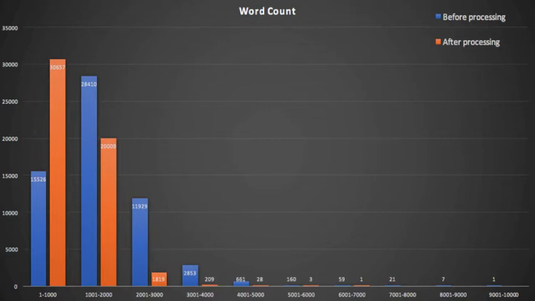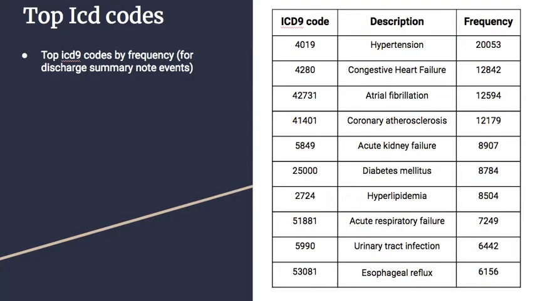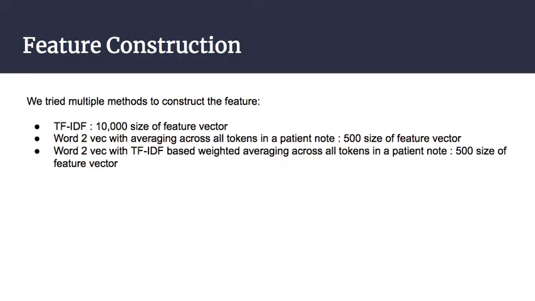As you can see, earlier the average size was around 2000 to 3000. Now, after processing, the average size of each patient note is reduced to 1000 to 2000. Now you can see on this page the top 10 ICD codes with their frequencies, for which we will do the classification. We have used 3 methods to do the feature construction.